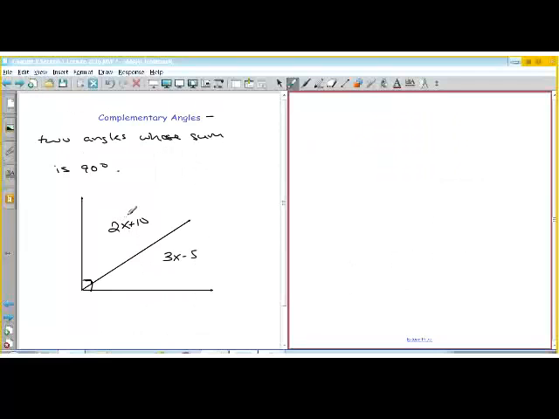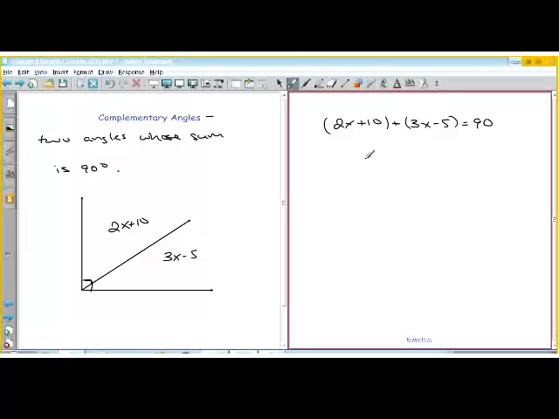So if I were to solve this problem, instead of saying they add up to 180 or they're equal to each other, this is the one special case where it's different and they add up to 90 degrees. So to solve this problem, what is x and then what are the values of the angles? I would say 2x plus 10, which is the measure of this angle, plus the second angle, which is 3x minus 5, has to add up to 90 because they are complementary angles.